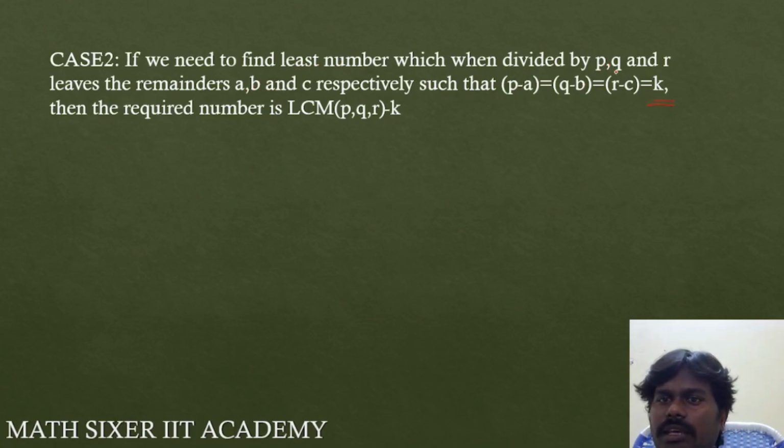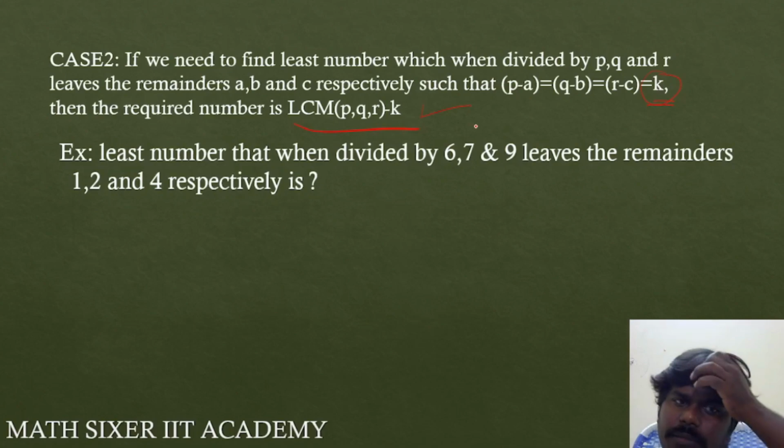P minus A equals Q minus B equals R minus C, which means the difference of the numbers with respect to their remainders is a constant. Only then do we apply this trick. Then the required number is the LCM of the numbers P, Q, R minus the constant K. Okay, so here we will see an example.